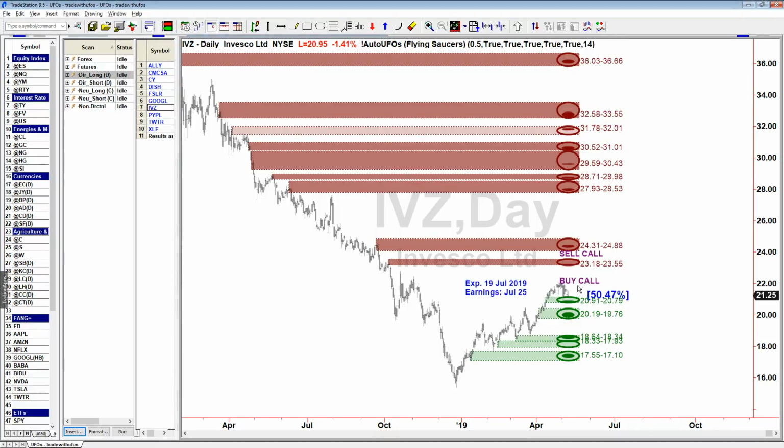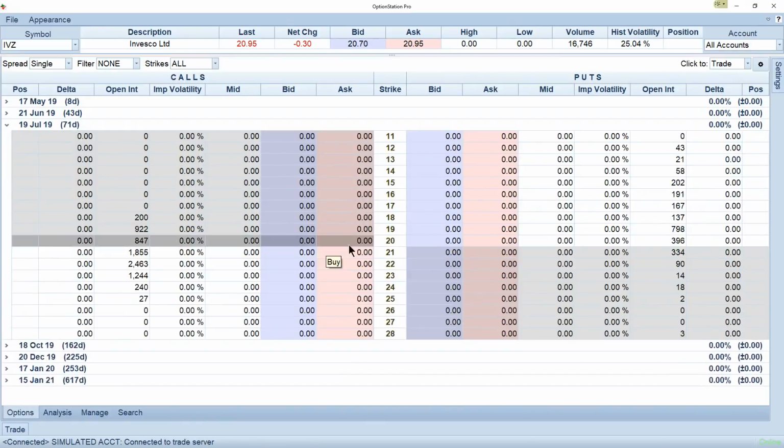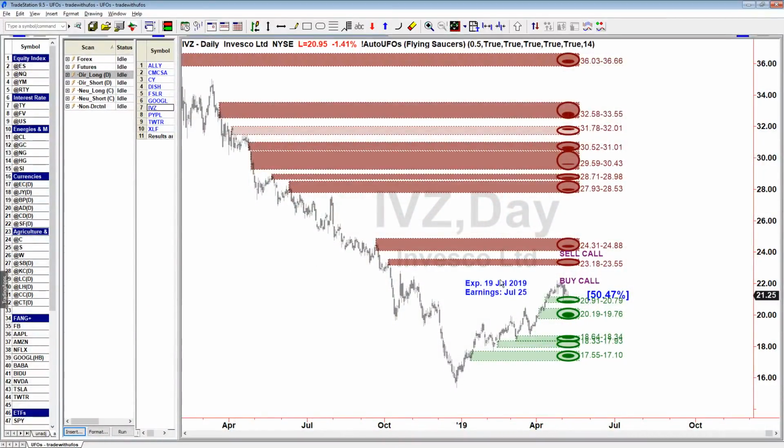So we know that data, and now what we need to do is to identify which strikes we want to use, and they just zeroed out our option chain, which I was kind of expecting to happen 10 minutes before the open. So I'll come back to IVZ in a minute. What we know for now is that we're gonna be using 19th of July because the earnings report is July 25, and the TTT calculation has given us as a result 31 days. So we're gonna be happy with July 19 because that's 71 days.